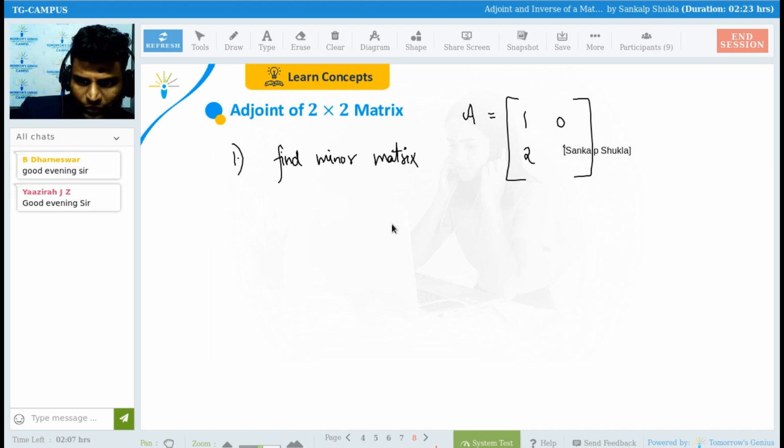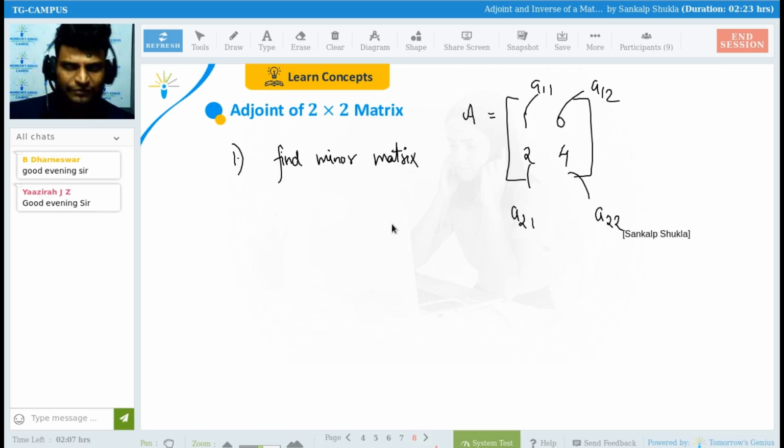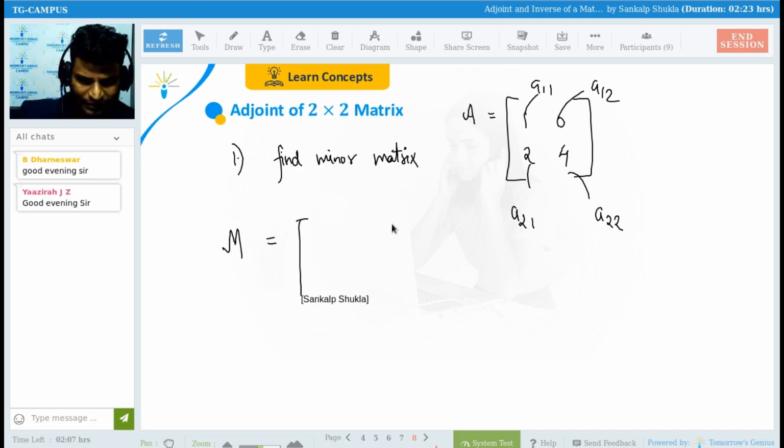1, 0, 2, 4. Okay. Now I have A11 with me, I have A12 with me, I have A21 with me, and I have A22 with me. Correct? Okay. Now I have to find the minor matrix. So minor is for every element. I'll denote that matrix with M, and I'll write simply M11, M12, M21, M22.